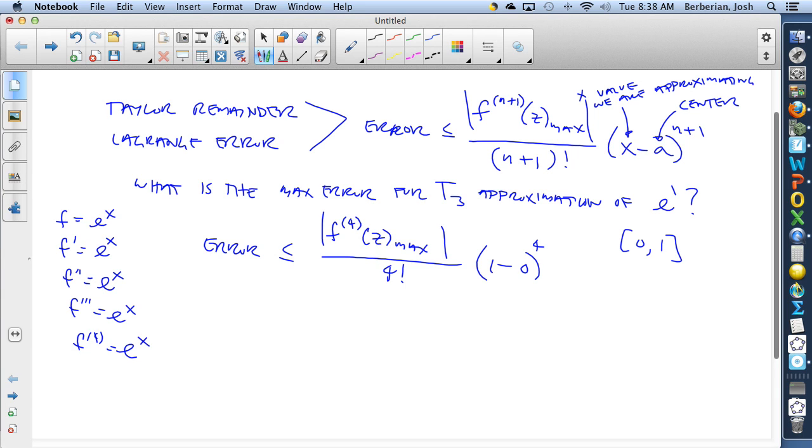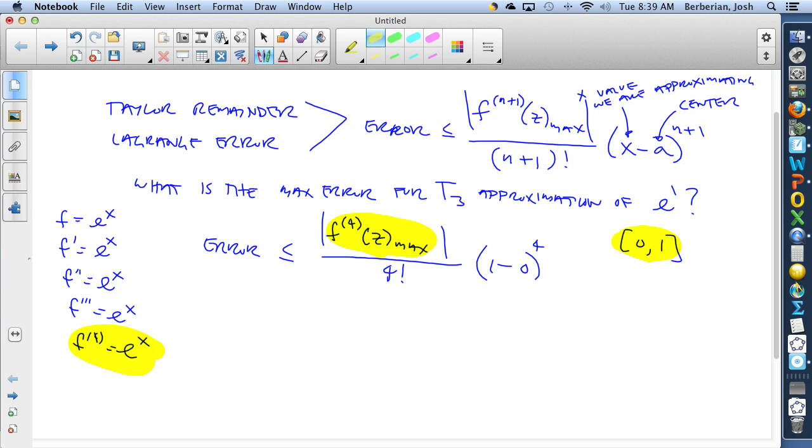You know where we're evaluating from 0 to 1 because we're only approximating up to the first. So this is asking the question, what's the maximum value that e to the x takes on in the interval 0 to 1? Do you agree? It takes on the biggest value when, in this case, x is 1.